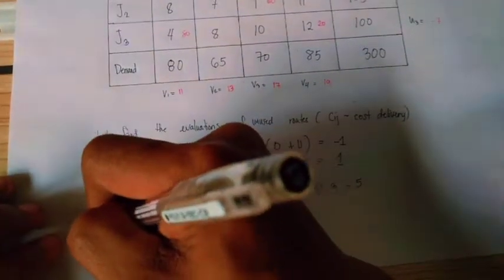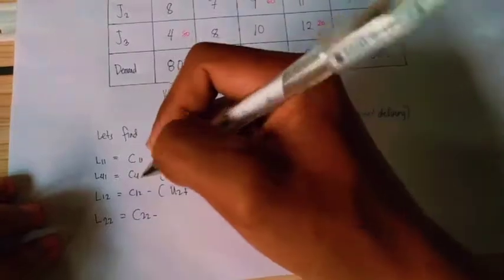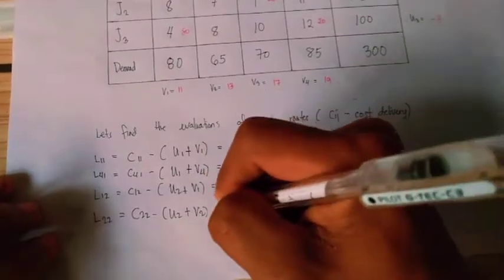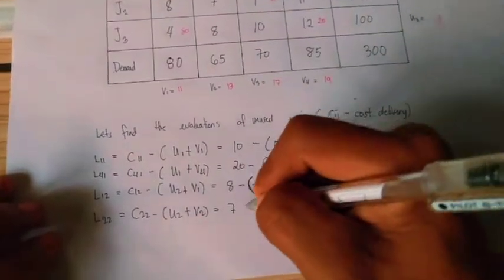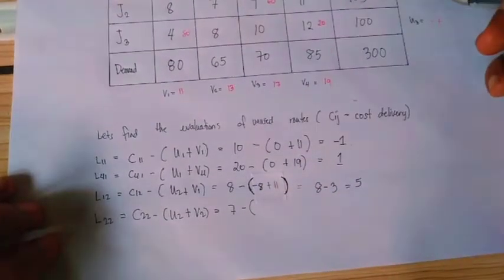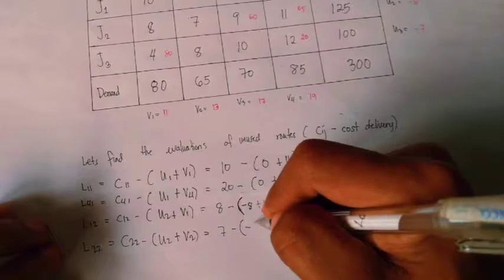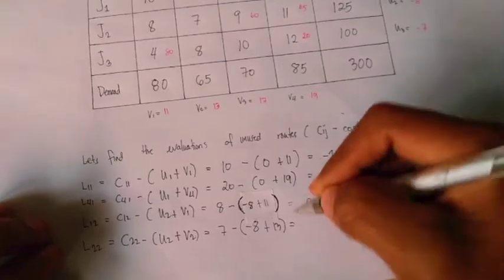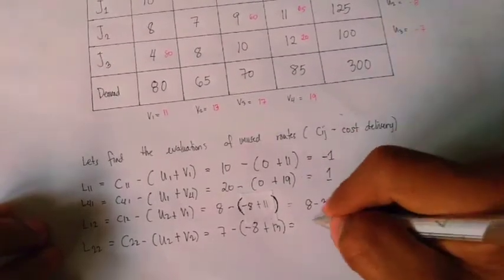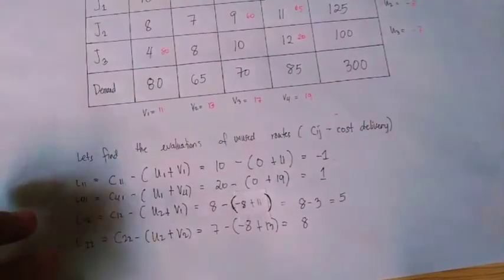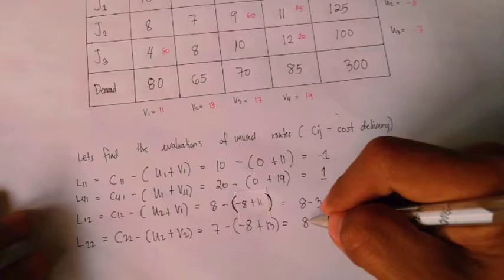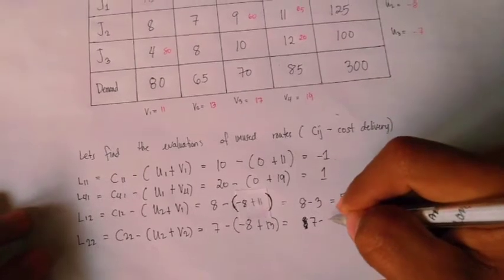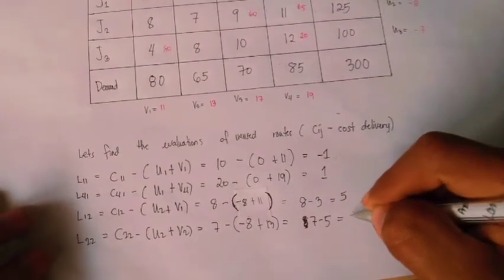Next is L2, 7. So C22 minus U2 plus V2. U2 is negative 8 and V2 is 13, which is equal to 5. So it is equal to 7 minus 5, which is equal to 2.